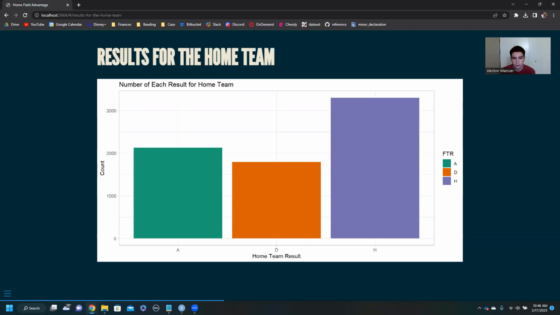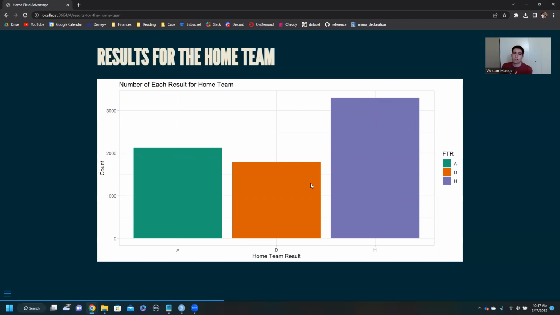So I'll note that on the x-axis is the home team result. This means for this column H here, that means the home team won, D means there was a draw, and A means the away team won. So what this shows is that the home team does in fact seem to be more successful, winning about 1,000 more games than they lose, and draw is the least likely outcome.